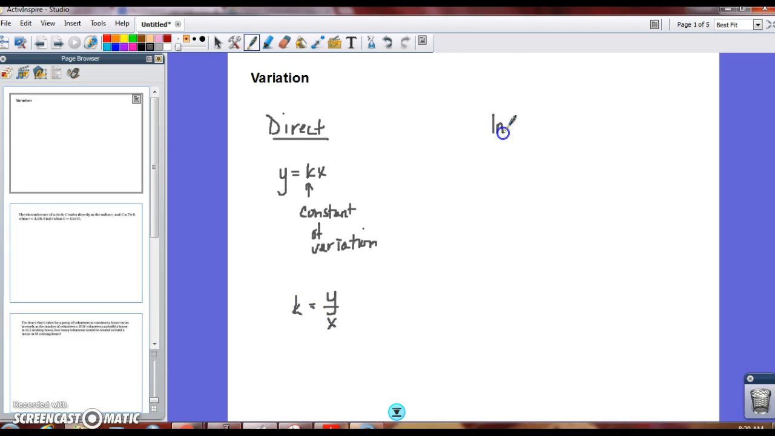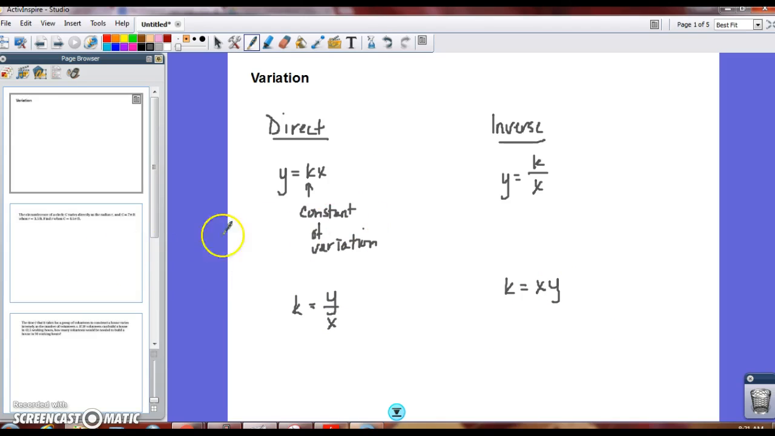With inverse variation, the equation looks a little bit different. Instead of k times x, it's k over x. And we said with inverse variation, as one value increases, the other one decreases. If you were solving this for k, you would multiply both sides by x, so k is equal to x times y. When you're given a table of values, you can determine whether you have direct or inverse variation simply by calculating k, which I'll talk about in a little bit.